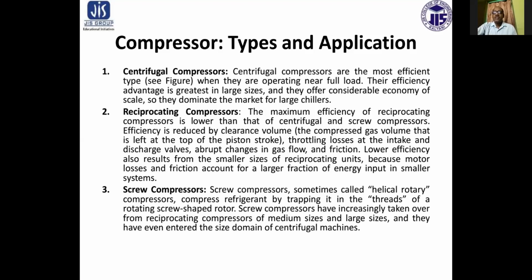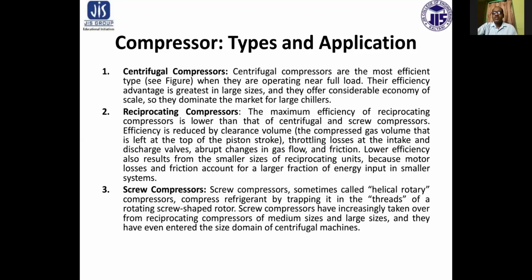Centrifugal compressors are the most efficient type when they are operating near full load. Their efficiency advantage is greatest in large sizes and they offer considerable economy of scale, so they dominate the market for large chillers.